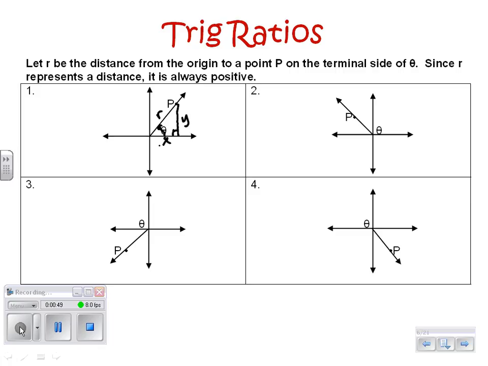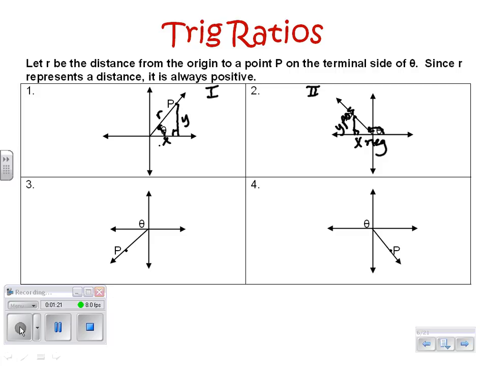Now, this is Quadrant 1, and we're going to do the same thing, but we're going to be in different quadrants. This is Quadrant 2. We drop the perpendicular to create our right triangle. Notice that theta is not even in the right triangle, but that's the terminal side in Quadrant 2. Now when we go to point P, we're going to the left, so that means x has a negative value. We're still going up, so y is positive, and you know that r is always positive.